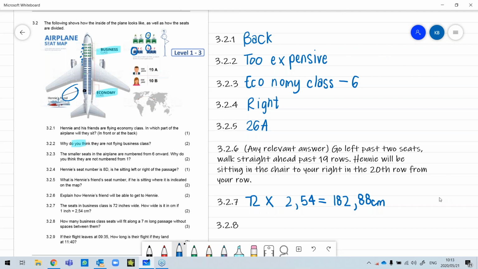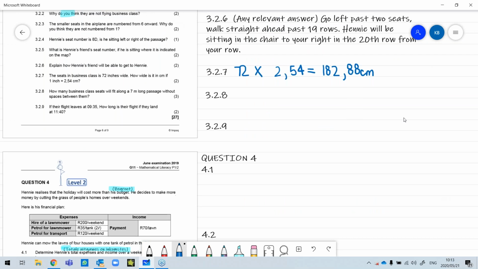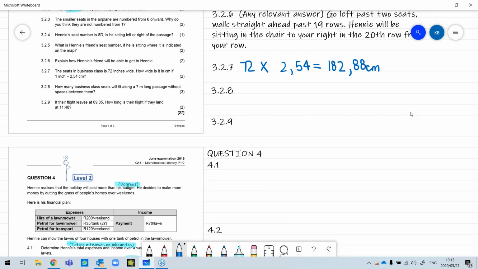Okay, so I hope all of you are still following along. We're nearly done with this question. Question 3.2.8. How many business class seats will fit along a 7-meter long passage without spaces between them? So now we are going to make use of the answer that we calculated in our previous question, this 182.88 centimeters. We are going to say 7 meters divided. Now, extremely important, 7 is measured in meters, and this answer is measured in centimeters.